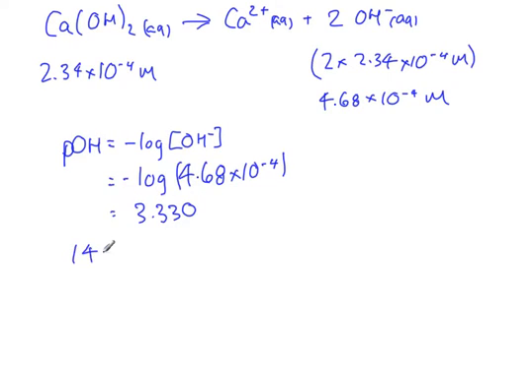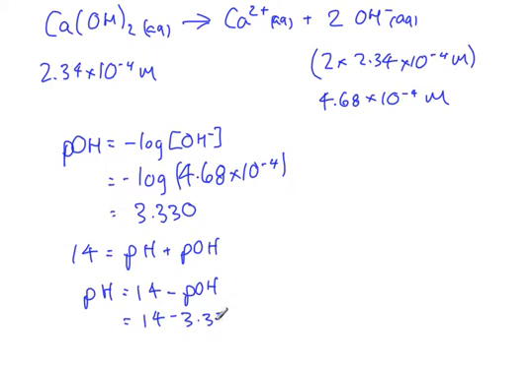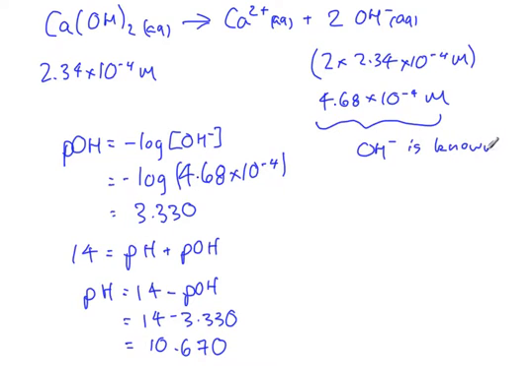Now if you remember, 14 equals pH plus pOH. We're interested in pH, so pH equals 14 minus pOH. So that equals 14 minus 3.330. And so the pH of this solution of calcium hydroxide is 10.670. So strong base dissociation yields our known concentration of hydroxide, and we can proceed from there to calculate pH.